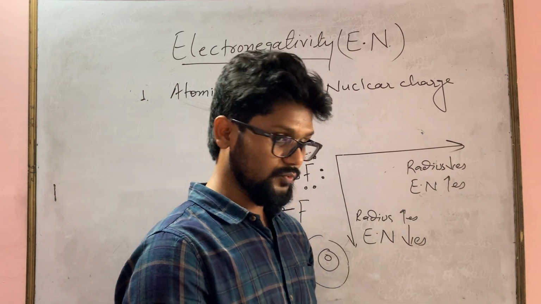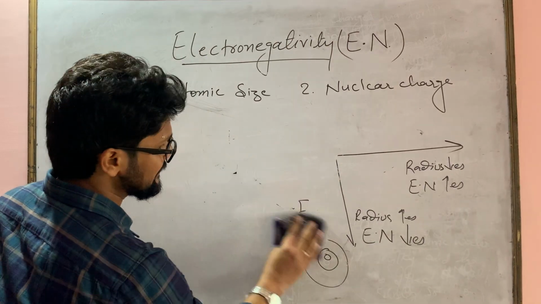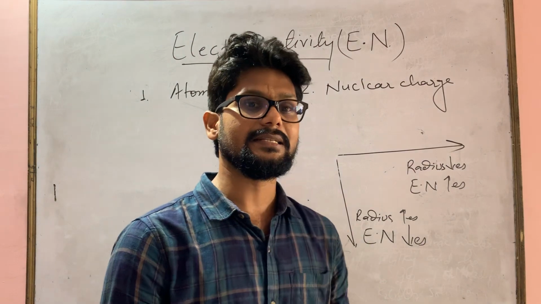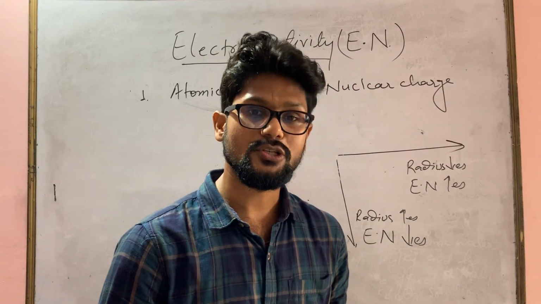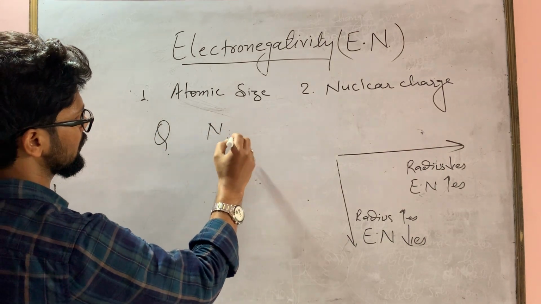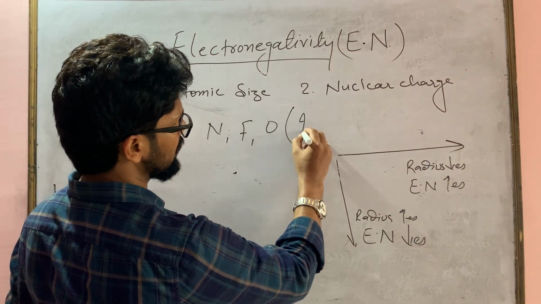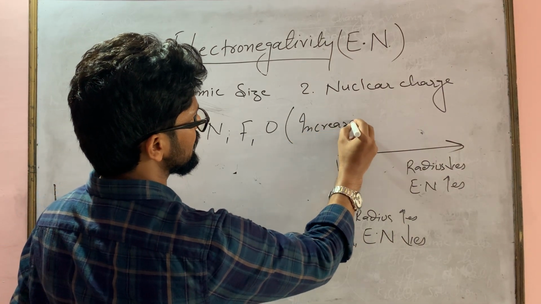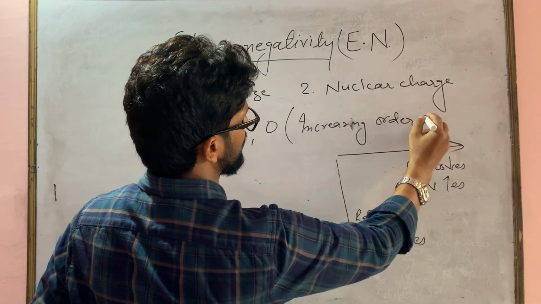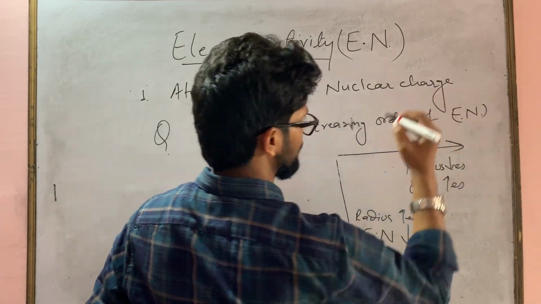So a question can come. How will the question come? It will come as: arrange the following elements in increasing or decreasing order of electronegativity. The question is like that. N, F, O: arrange in increasing order of the property electronegativity.